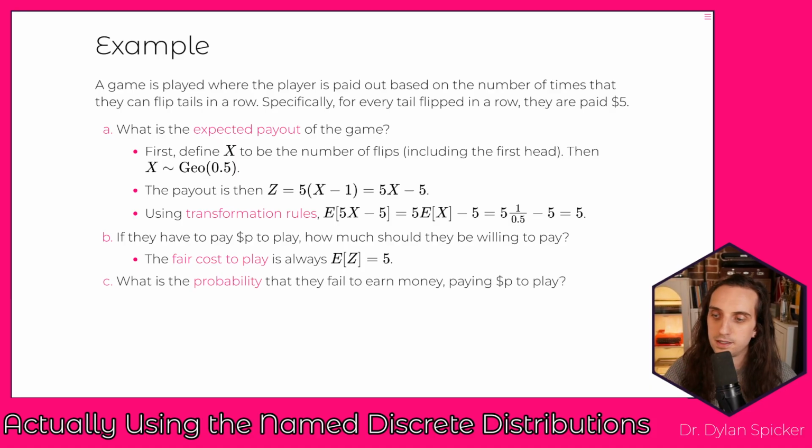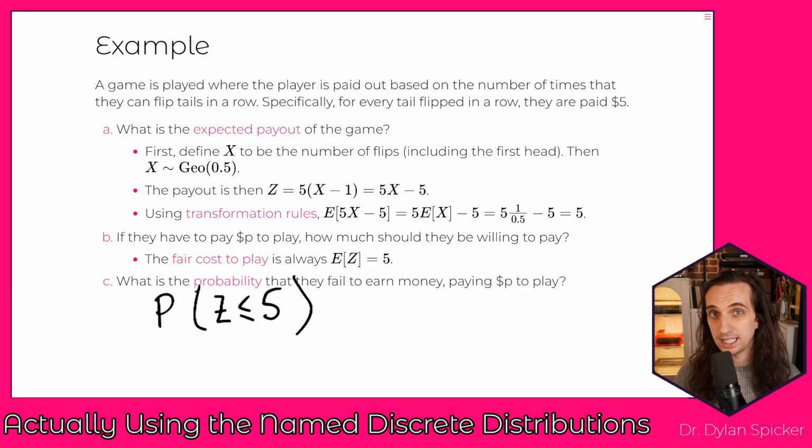Now, what is the probability that they fail to earn money if they do pay $p to play? In other words, what is the probability that z is less than or equal to 5 if they willingly play, because they've paid the $p to play? So they've paid $5. So what's the probability that their payout is less than or equal to 5? There's a couple of ways that we could think about doing this. We could try to solve this directly. We could also think about what this means for x.